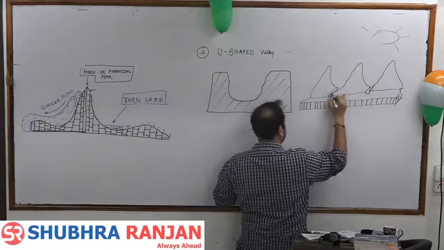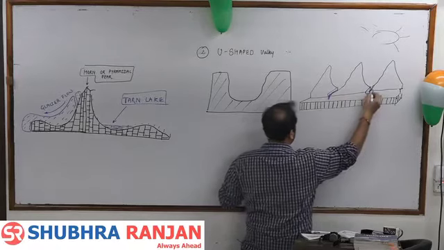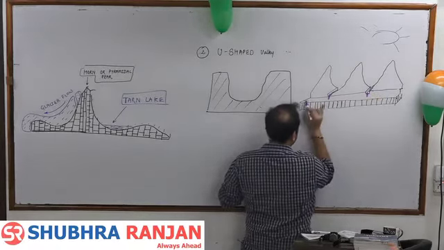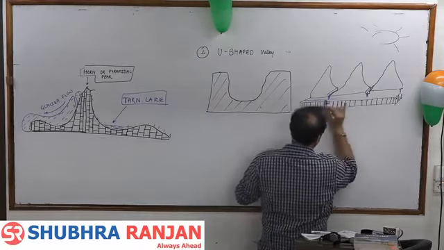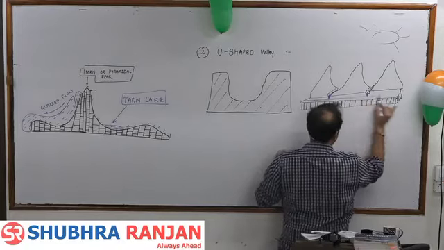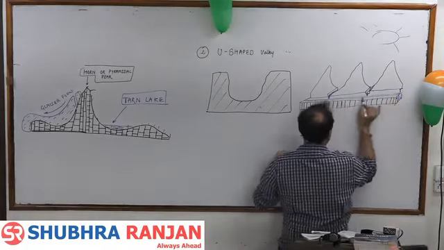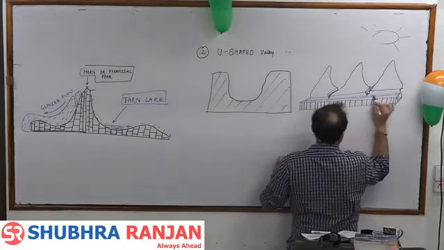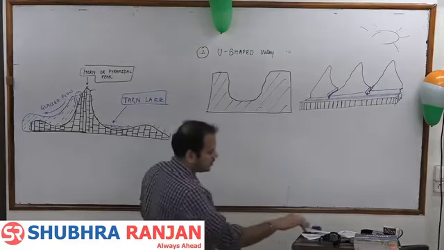These hanging valleys are the sites of natural waterfalls. Can you make this diagram?